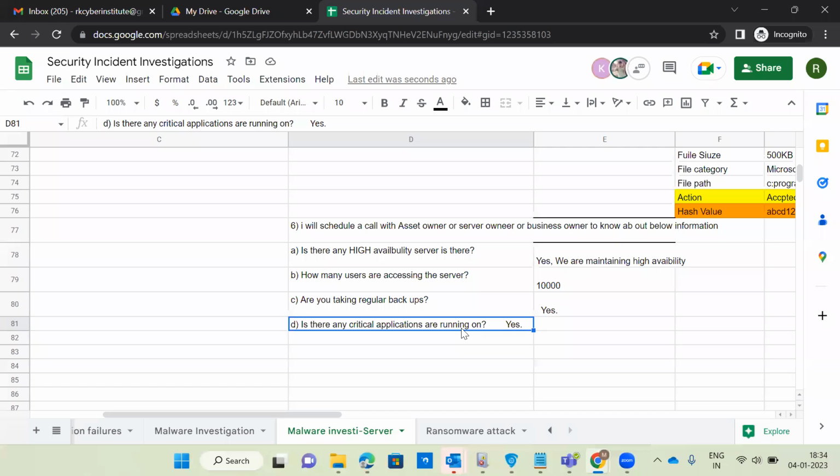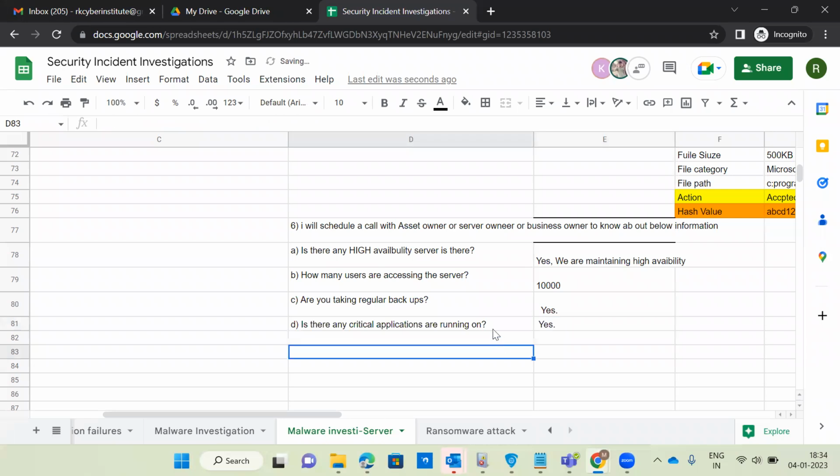That regular backup may be using SAN or NAS or magnetic tapes, or maybe cloud. We also have a couple of tools available. HP, IBM, Veeam, these are a couple of vendors providing backups. The next question is whether any critical applications are running on top of the server that got compromised by malware. This is also one of the questions we have to ask.